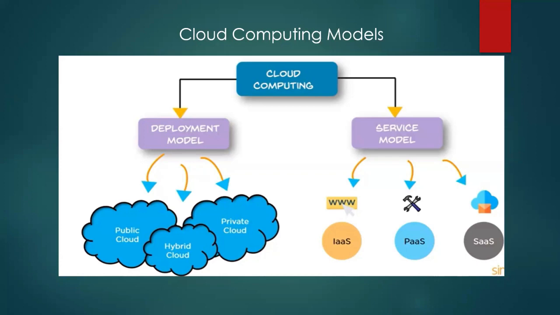Next, cloud computing models. Which cloud computing models are present here? There are majorly two types of cloud computing models: one is the deployment model, and another is called the service model. The deployment model is based on who can access the cloud. Based on this, you have public cloud, private cloud, and something called a hybrid cloud. So you have three types of clouds, which are classified based on who can access them.